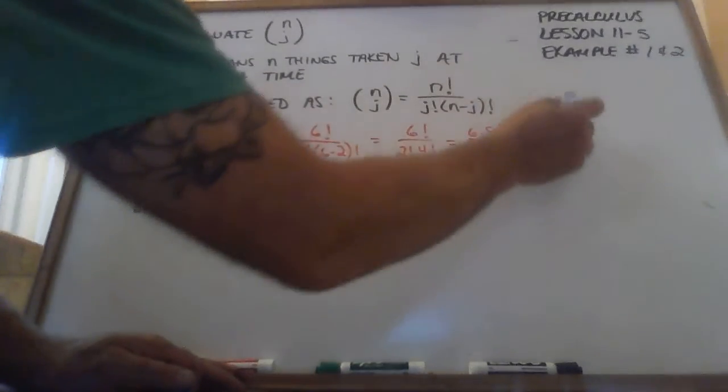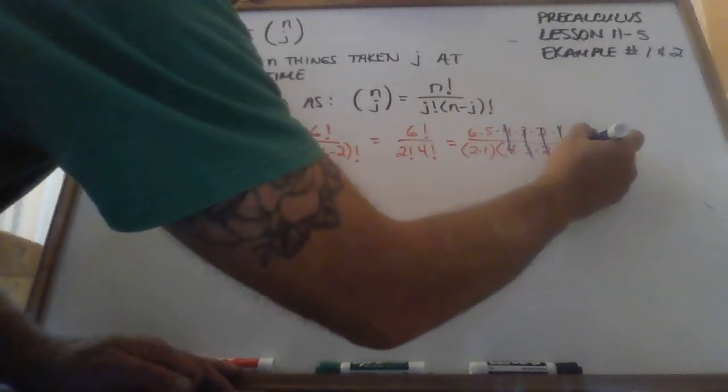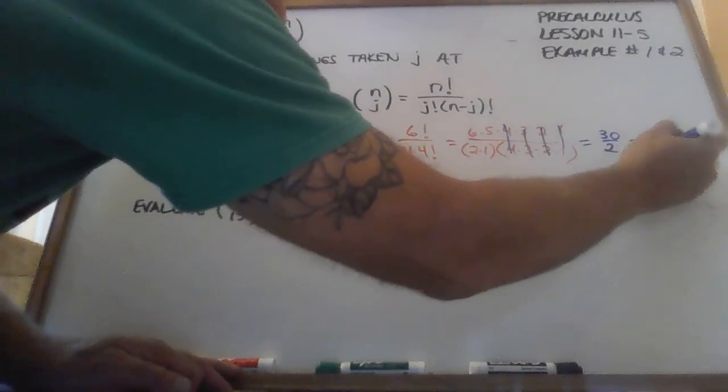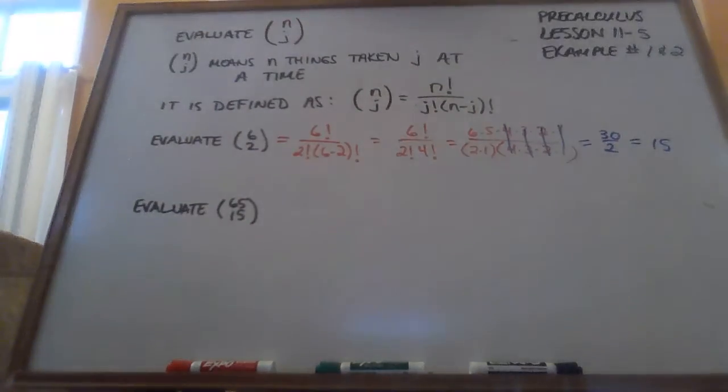These all cancel. This becomes 6 times 5, which is 30, divided by 2, which is 15. So there's 15 different ways that if I reached into a bag of 6 marbles and I chose 2 of them, there's 15 combinations of things that I could get.